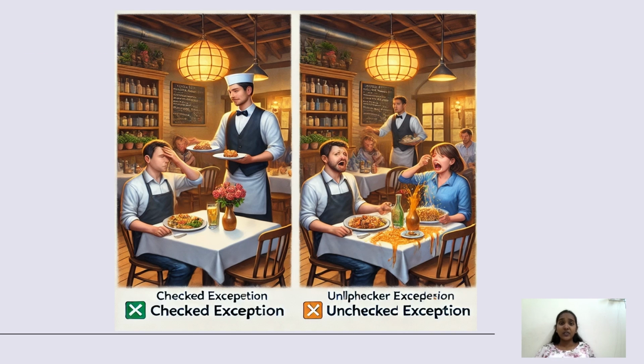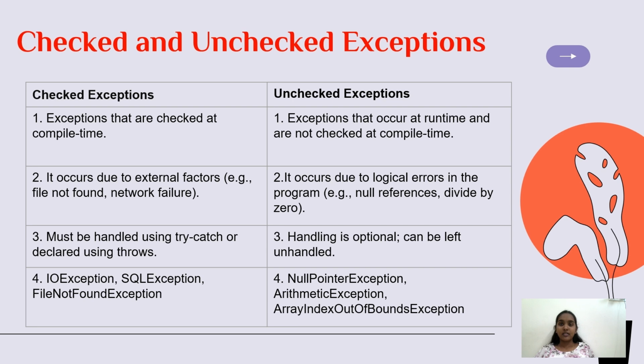So, here is the difference between checked and unchecked exceptions. Checked exceptions are the exceptions that are checked at compile time. They occur due to external factors like file not found, network failure, etc. And these must be handled using try and catch, or declared using throws.